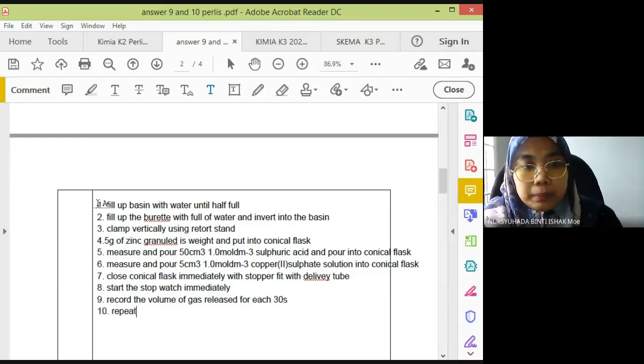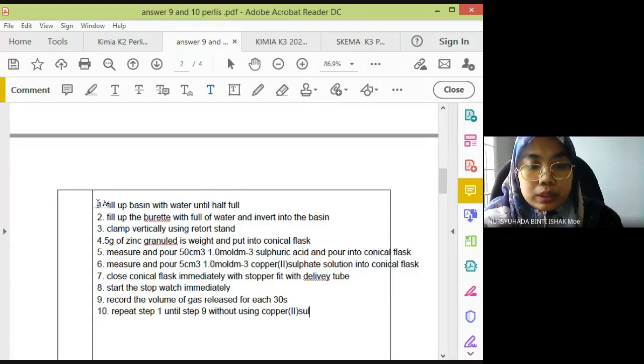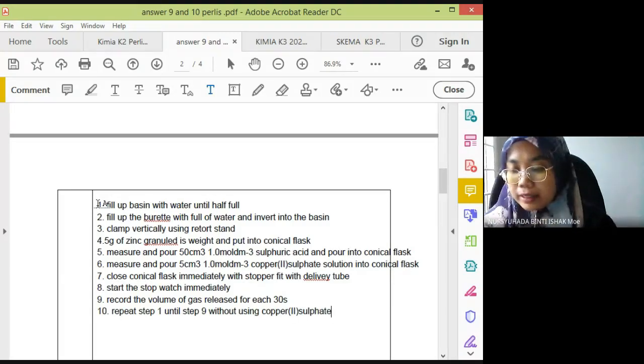Repeat step 1 until step 9 without using copper 2 sulfate.